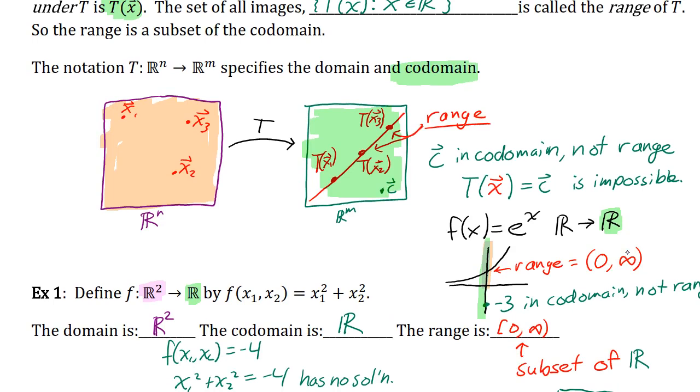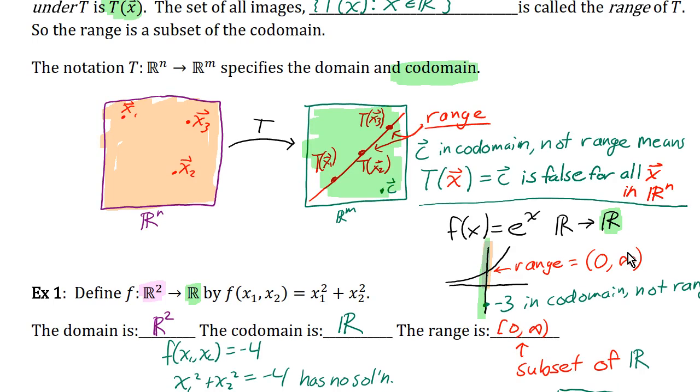I'm going to clarify that a little bit. To say that a vector c is in the codomain but not in the range, that means that T of x equals c is false for all x in Rn. Meaning there is no value of x that makes T of x equal to c if c is in the codomain but not the range.